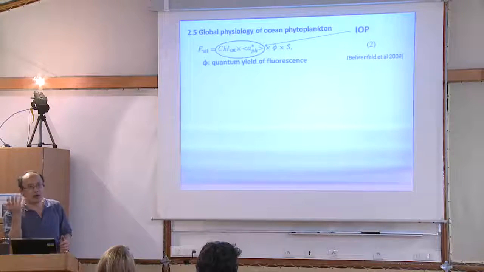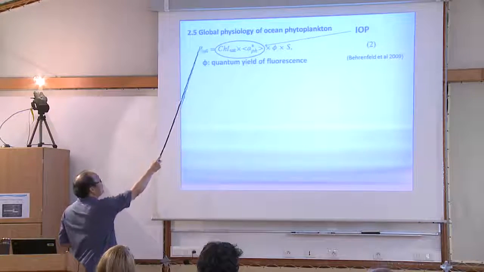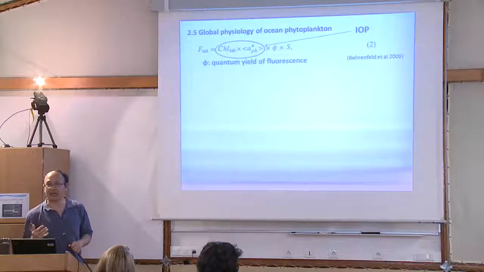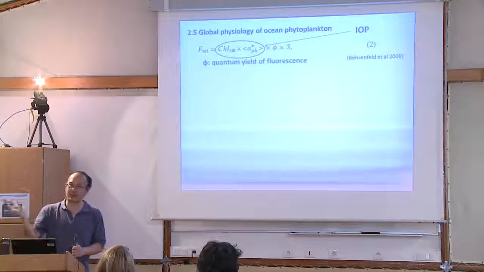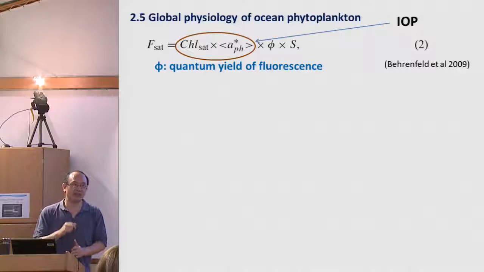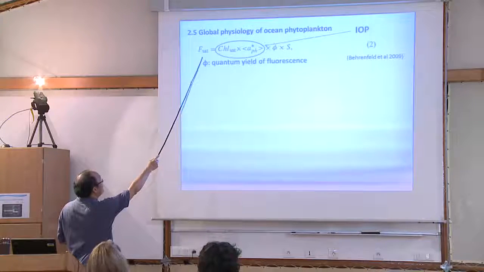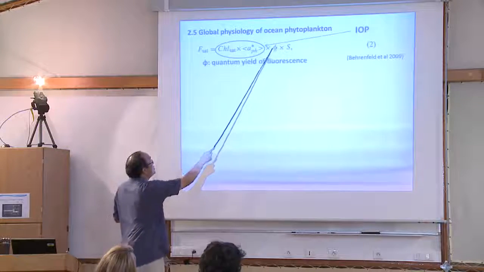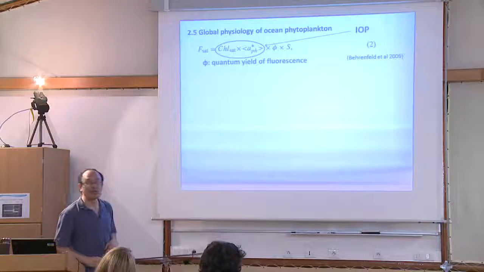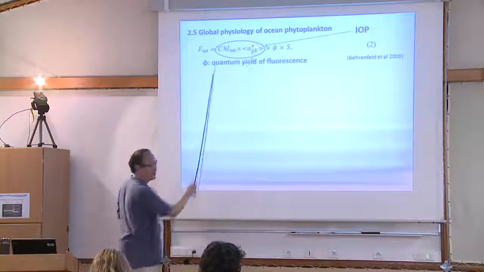Physiology: we want to see the quantum yield of fluorescence. That's related to the so-called fluorescence line height from satellite. I think in the coming days or weeks, you will learn more about satellite products. One of the satellite products is called fluorescence line height. From fluorescence line height, you can get the quantum yield of fluorescence. And this part basically is APH.